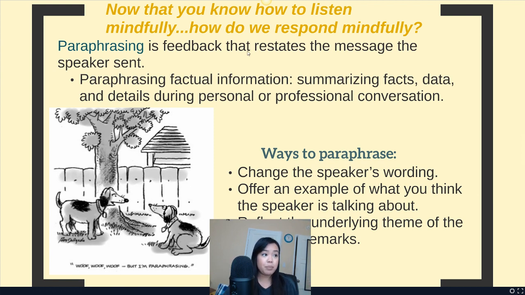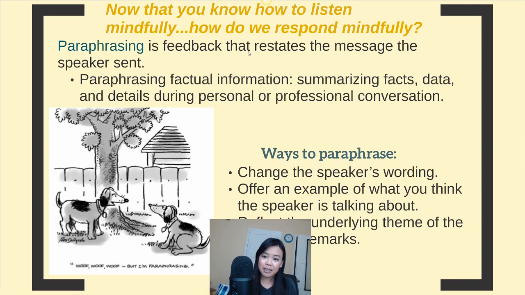The first one is paraphrasing, and I know that paraphrasing sounds very cliché, but it's so important because it restates the message, and most importantly, by doing so, you are providing the speaker an additional opportunity to clarify what they said. You are trying to summarize any facts, any information, details that were provided during the conversation, and you spit them back and you say, hey, this is what I took in.